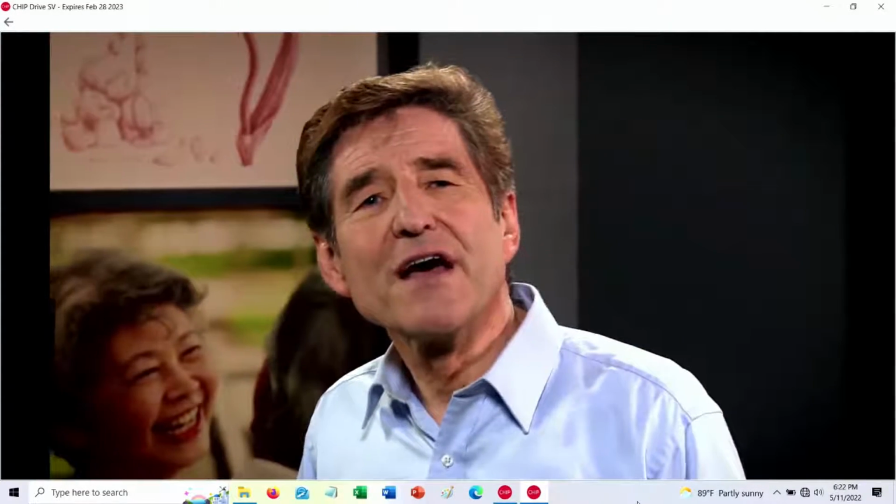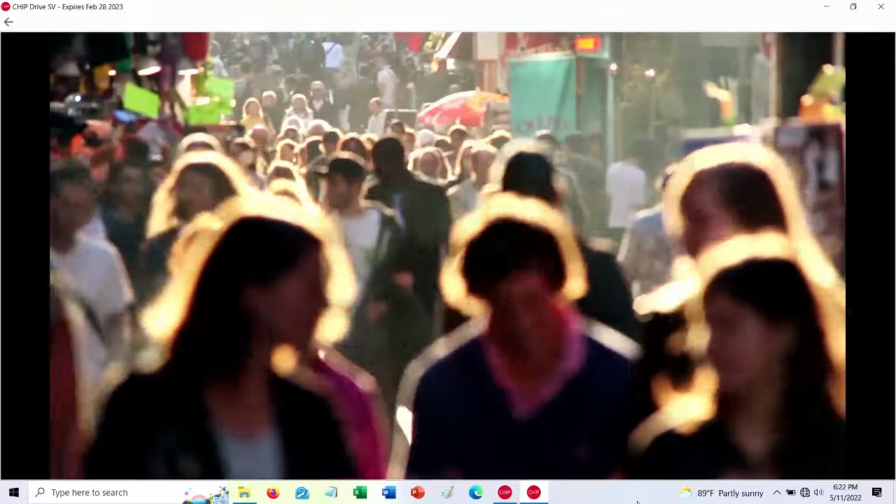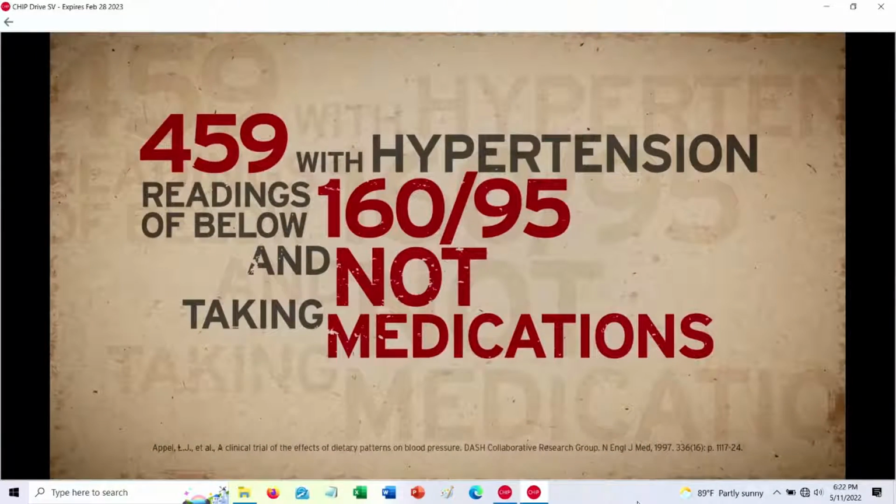And that brings us to study number 2, the famous DASH program, which stands for the Dietary Approaches to Stop Hypertension. This program has been an unmitigated success in the treatment of hypertension from its very first publication in 1997 in the New England Journal of Medicine. 2 years earlier, funded by the National Institutes of Health, the DASH group screened over 8,000 men and women. Out of these, they enrolled 459 with hypertension below 160 and below 95 and not yet on medication.